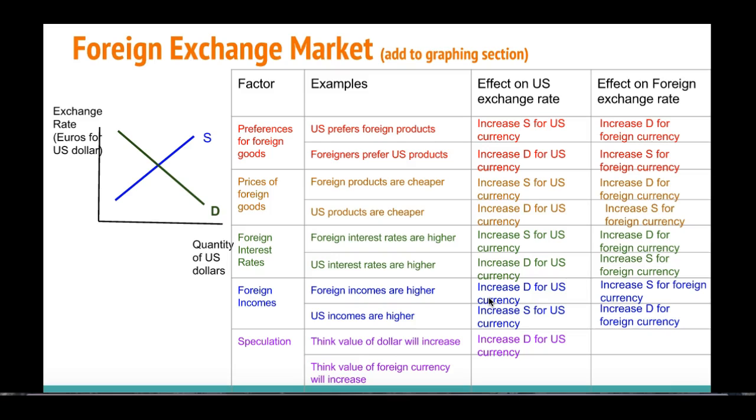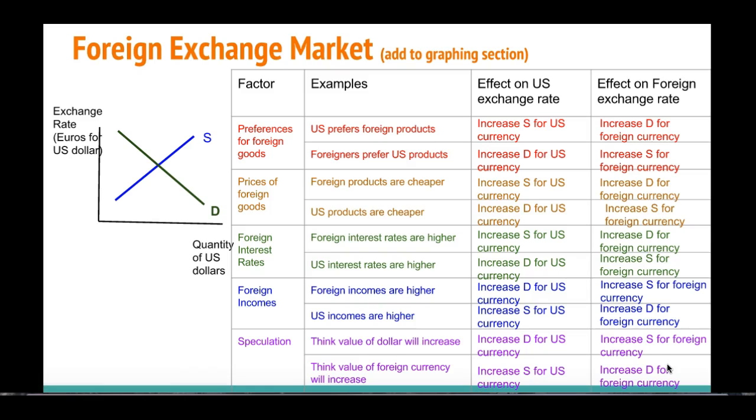Because there's an increase in the demand for the U.S. currency, it's also going to increase the supply for the foreign currency because they need more, for example, British pounds to be able to buy U.S. dollars. And then the opposite is also true when they think the value of the foreign currency will increase. If they think the value of the foreign currency will increase, then you will see that there's going to be a higher demand for foreign currency because that's going to appreciate over time. And it will also increase the supply of U.S. currency because they're going to need more U.S. dollars to be able to buy the foreign currency.